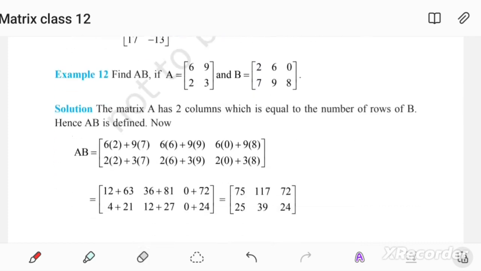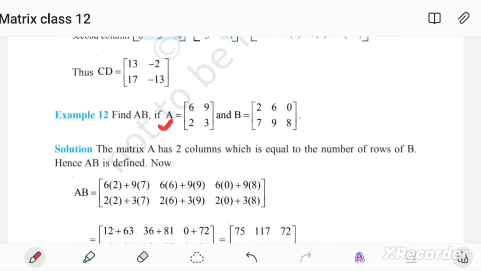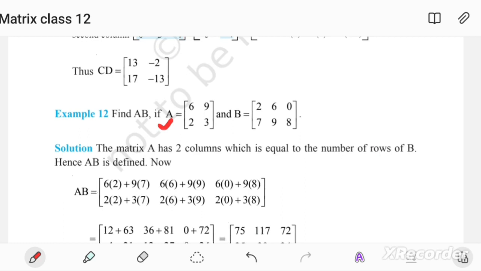Now you have understood how we check whether the multiplication is defined or not. Now let's proceed to how we do the multiplication. As I have explained here also, the same way we proceed here. Basically, multiply this row with this column. How will we do this? We will simply multiply the corresponding elements. 6 is multiplied with 2, 9 is multiplied with 7. When we multiply them, what do we get? We get this first element.